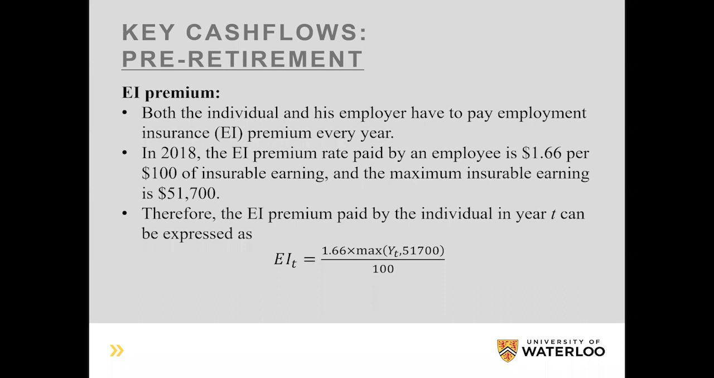Then we have the EI premium. Both the individual and his employer have to pay employment insurance, EI, premium every year. In 2018, the EI premium rate paid by an employee is $1.66 per $100 of insurable earning, and the maximum insurable earning is around $51,000. So the EI premium paid by the individual can be expressed by the formula given here.